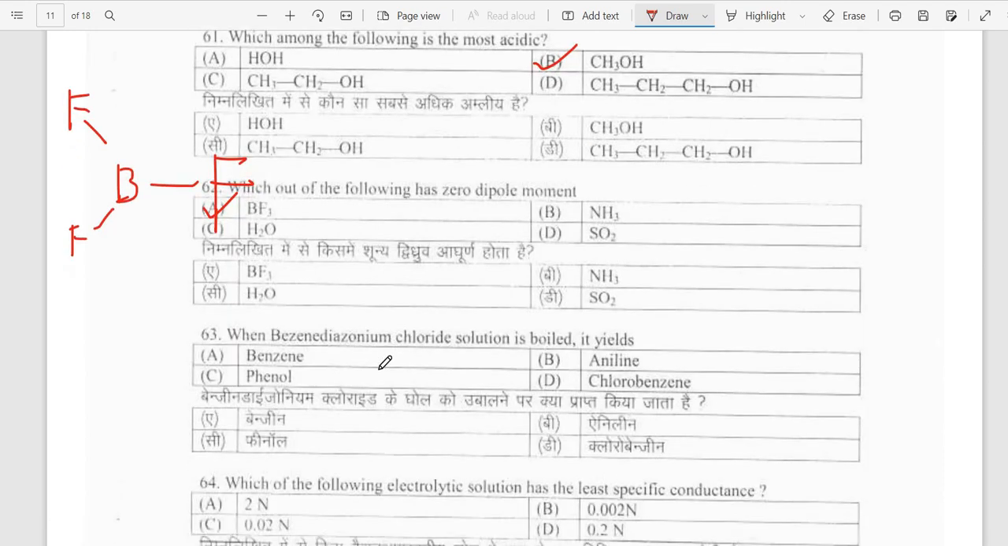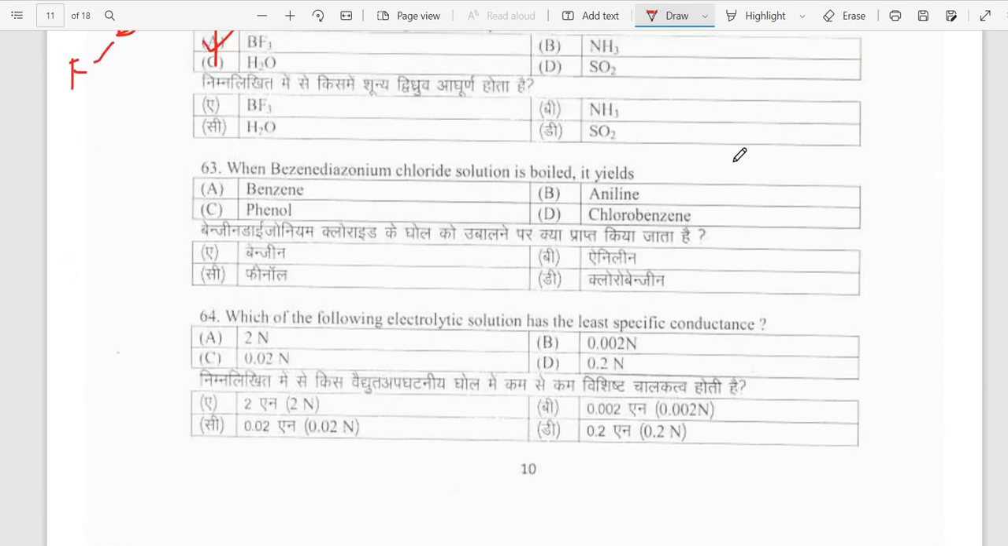When benzene diazonium chloride solution is boiled, what does it yield? When the benzene diazonium chloride solution, for example benzene N2 plus Cl minus, is boiled, it yields phenol. Boiling means it is heated in water, that's why it can give the phenol.